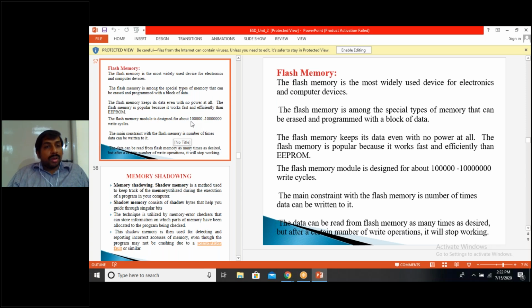It is designed for 1 lakh to 10 lakhs of write cycles. It is suited where the number of data writes is less. The main constraint with flash ROM is the number of times the data can be written. The data can be read from the flash memory as many times as you like, and you can also do the write operation many times.